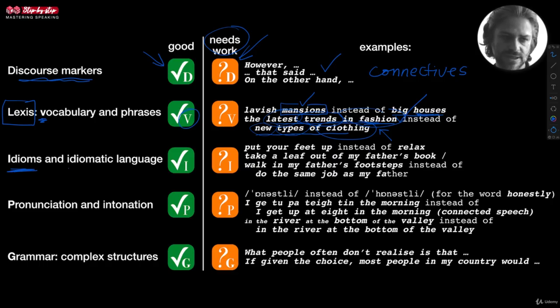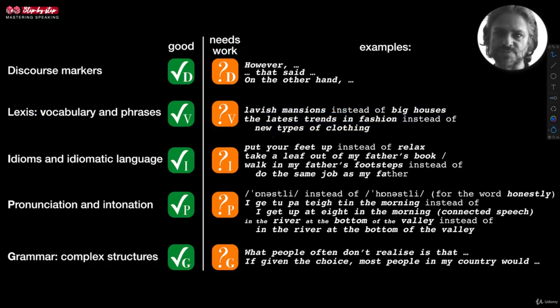Now we're talking about idioms and idiomatic language. So I mentioned these before. So put your feet up instead of relax. Relax is a very common, popular word, and there's no problem to use it. But if you want to show off, you would say, that's one thing I love to do is put my feet up after a long day's work and read my book. Now, you may well literally put your feet up, but if you mean just to relax, then that's the idiom you want.